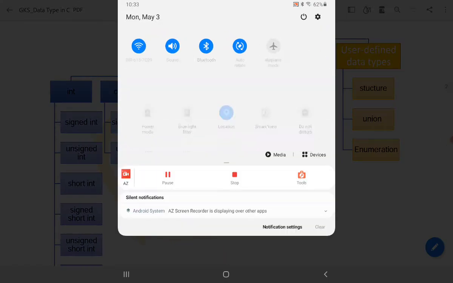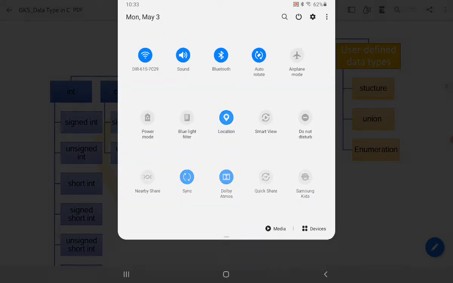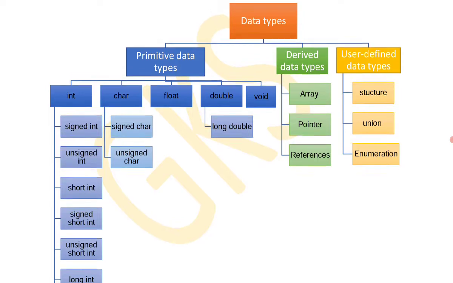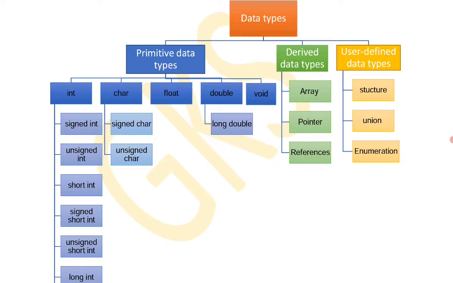Generally, the char data type is used to store a single character in a C program.